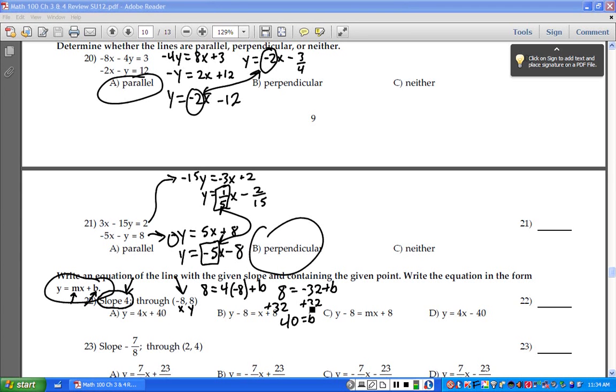Okay, so now I know my b and I know my m, so my equation becomes y equals mx plus b. In this case, this is problem number 22. The answer is A, 4x plus 40.